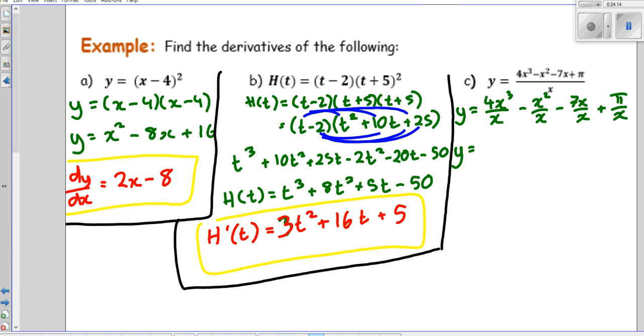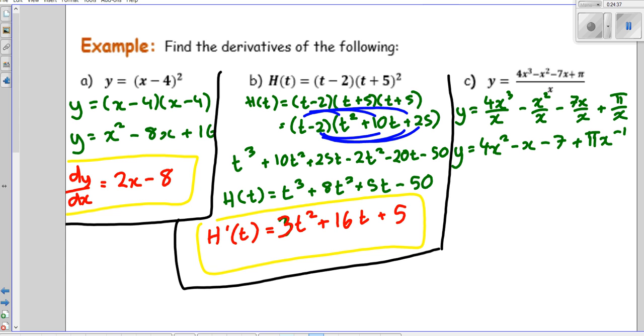What does 4x cubed over x simplify to? 4x squared. Yeah, so we'll flatten that one. Negative x. Yep, negative x. Negative 7. Yep. And now let's flatten this one, but because it doesn't cancel down, we can flatten it by bringing the x up. So pi x to negative 1. Yeah. So we've flattened the thing.